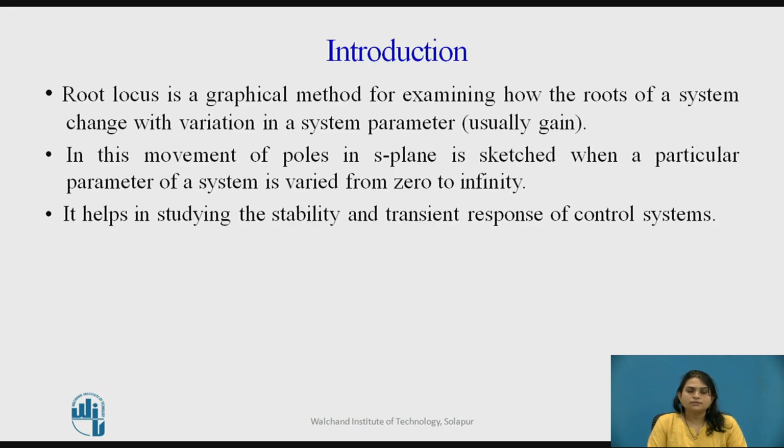Now, introduction. Root locus is a graphical method for examining how roots of the system change with the variation in the system parameter. So in this method, the movement of the poles in the S-plane is sketched when a particular parameter of the system is varied from 0 to infinity. It helps in studying the stability and transient response of the control system.